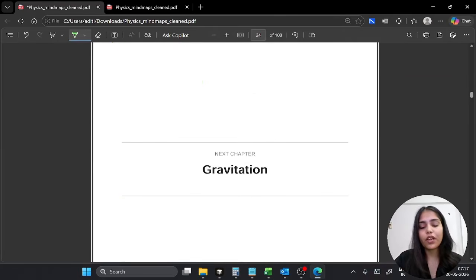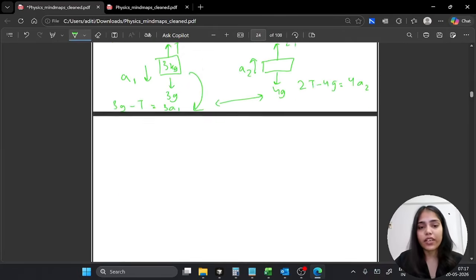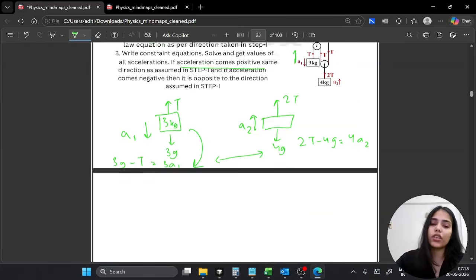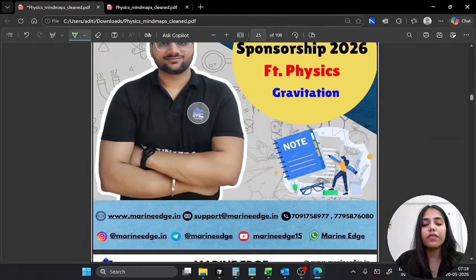Now, if the acceleration comes out negative, there is one important thing. If the acceleration comes positive, that means the direction you assumed was correct. If the acceleration value comes out negative, that means the object was not going in the assumed direction. If, let's say, your a1 comes out as minus 5, that means the object was not going downward, it was rather going upward. Okay. Now, moving on, next we have gravitation.